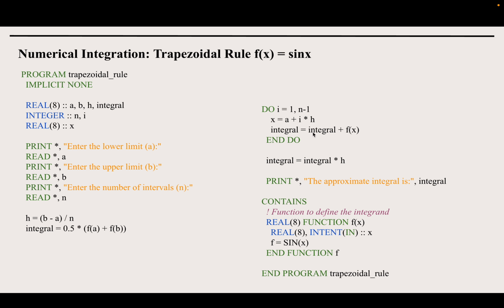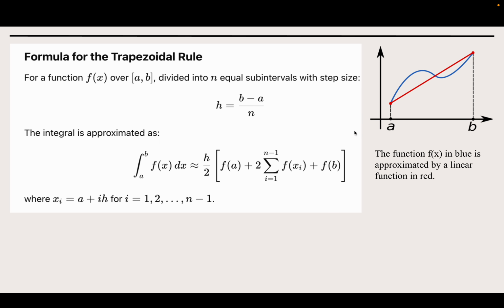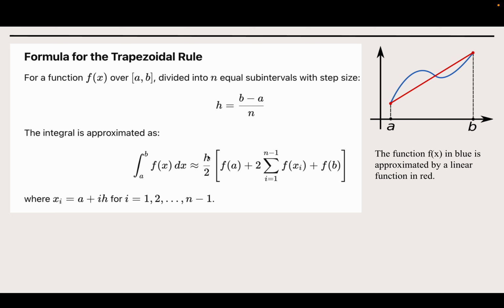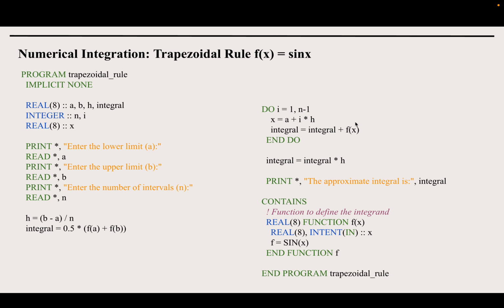So integral is equal to integral plus f of x, as we know that this was the other summation which was inside this loop, and that's why we have taken a loop from 1 to n minus 1, and we are summing all the integrals together. Now this integral will be multiplied by h. So our final expression is h by 2 times f of a plus 2 into the sum of f of x over i equal to 1 to n minus 1, plus f of b. So this way our integration is done.